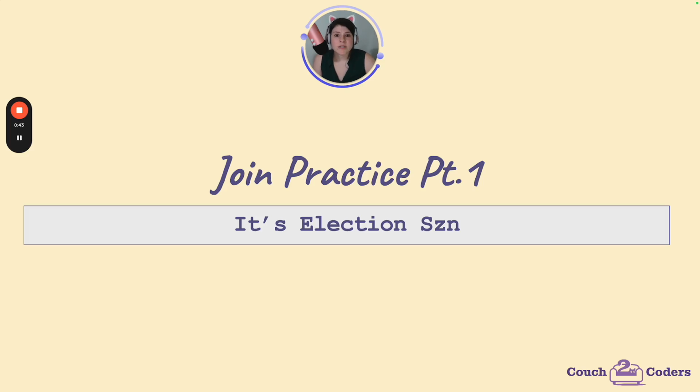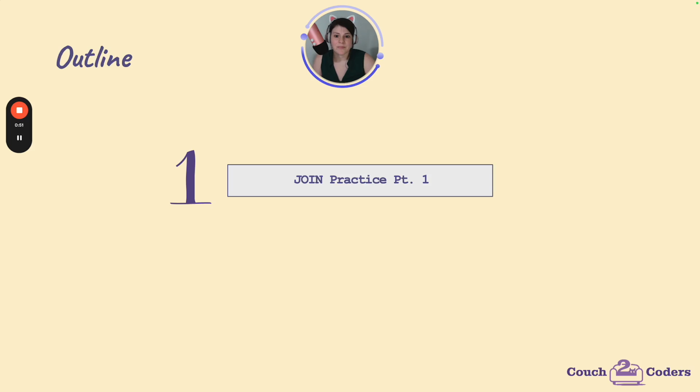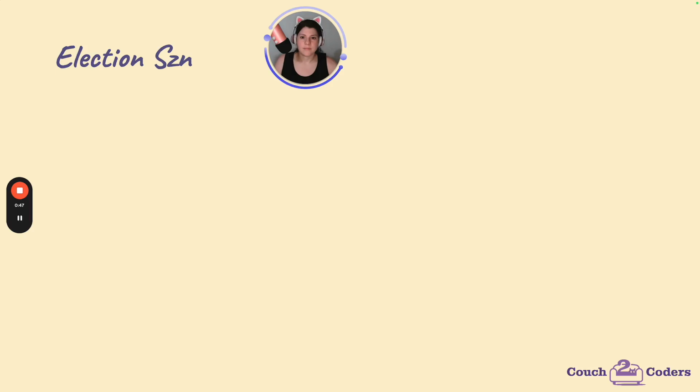In today's module, we're going to do another joins practice. And we're going to be using a new data set that Google BigQuery has, which is election data. This is going to be just a single part. It takes a long time just to get through the whole thing. It's going to be about 25 minutes.